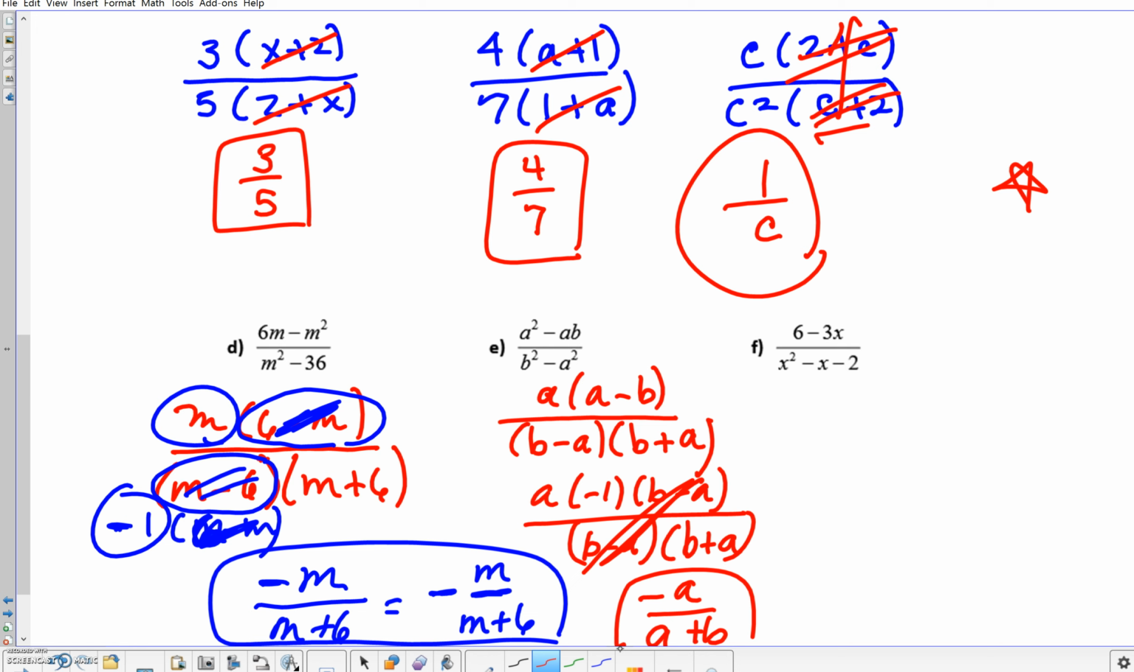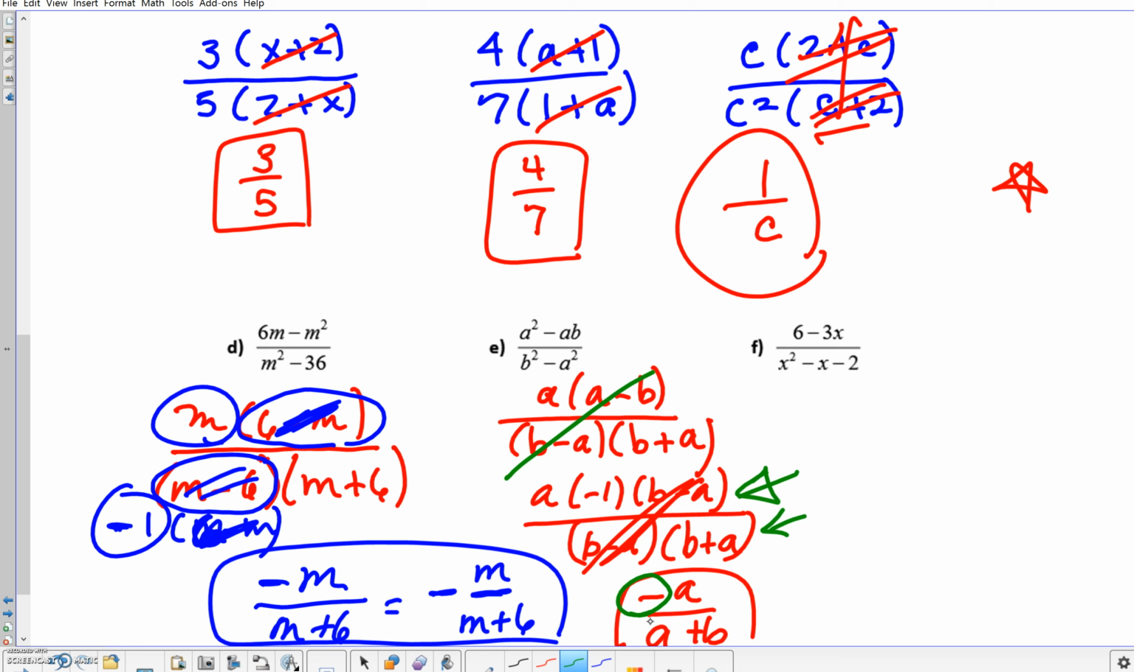Now, I showed this middle step here. You don't really need to do this. You could go straight from here, and you just have to know that when you cancel A minus B and B minus A, you get a -1 for that.